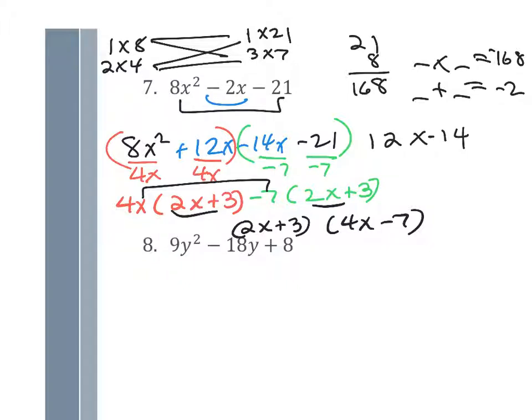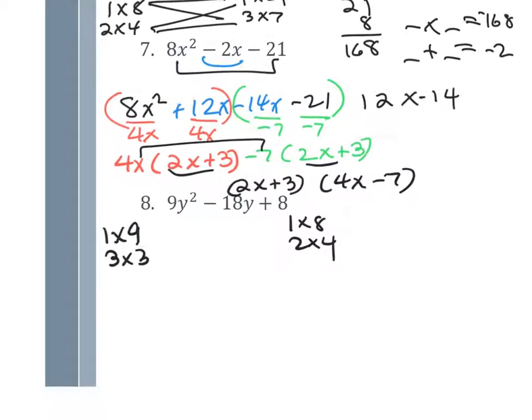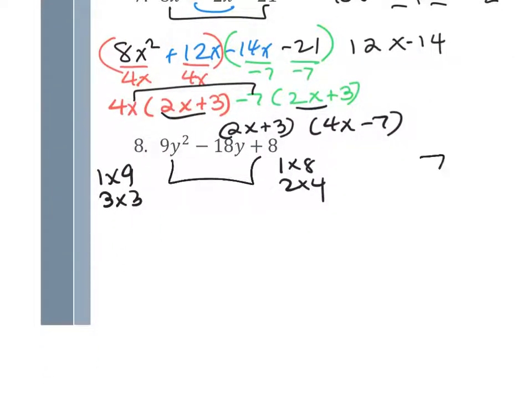The next one, again, I'm going to still do factor by grouping. You could do this one guess and test. You would have to test out 1 times 9 and 3 times 3 with 1 times 8 and 2 times 4 until you found the one that works. But let me just go ahead and do the grouping. So 9 times 8 is 72. Factors of 72 that are going to give me a negative 18. And that's going to be negative 6 times negative 12, because when I add them, they'll give me negative 18.